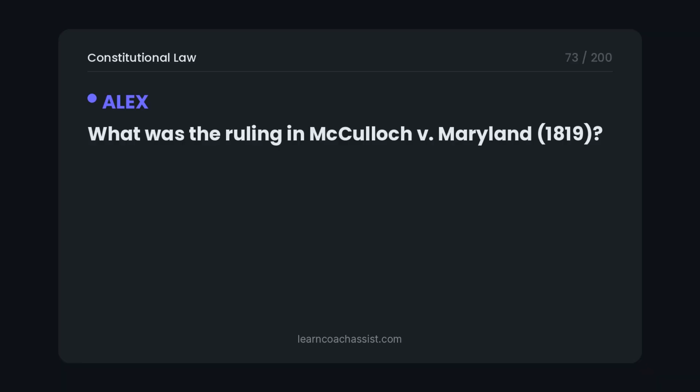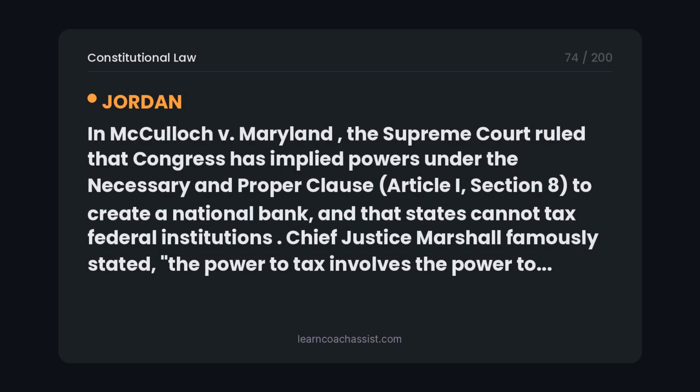What was the ruling in McCulloch v. Maryland, 1819? In McCulloch v. Maryland, the Supreme Court ruled that Congress has implied powers under the Necessary and Proper Clause, Article 1, Section 8, to create a national bank, and that states cannot tax federal institutions. Chief Justice Marshall famously stated, "The power to tax involves the power to destroy."